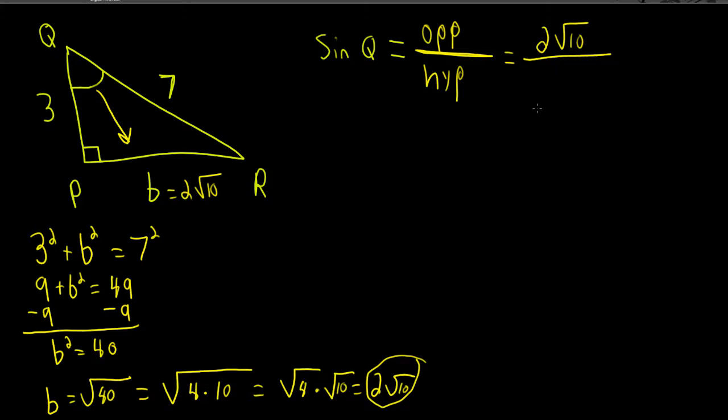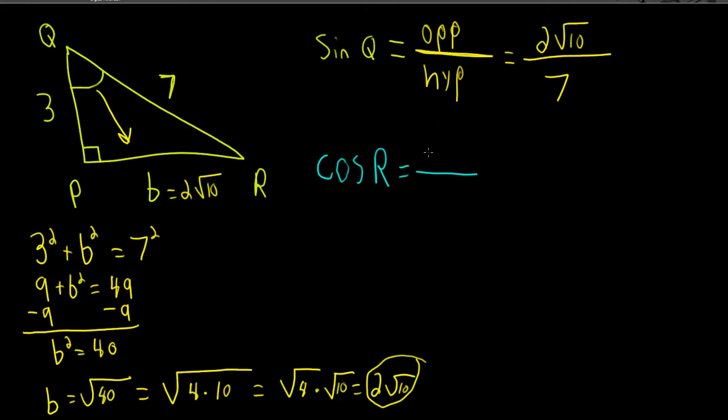Over the hypotenuse. A hypotenuse is the longest side, and it's also opposite to the right angle. So that has to be 7. So that is the sine of Q, 2 square root of 10 over 7. The next trigonometric ratio I'm going to find is the cosine of R. A different angle, so we have to approach it in a different way.